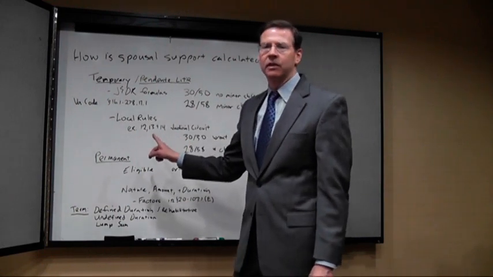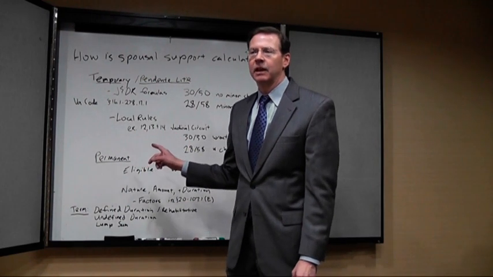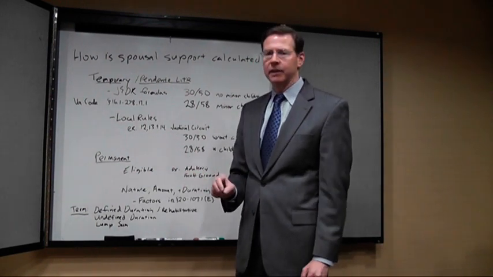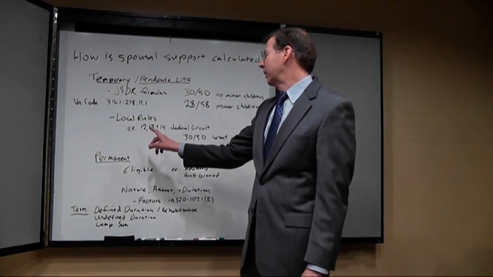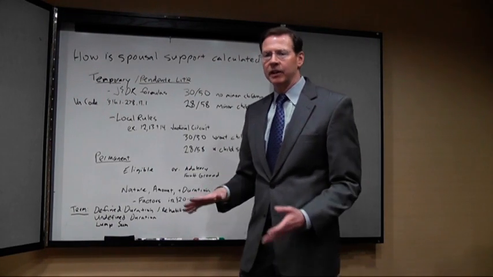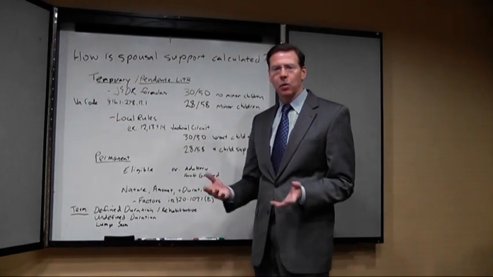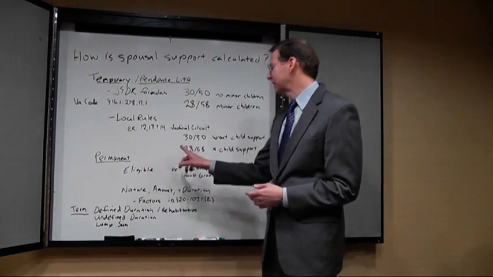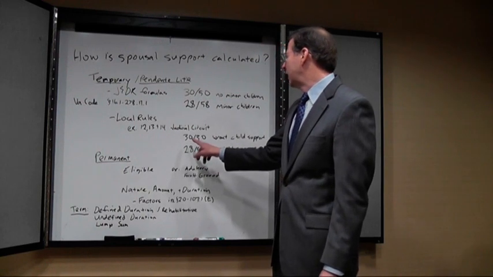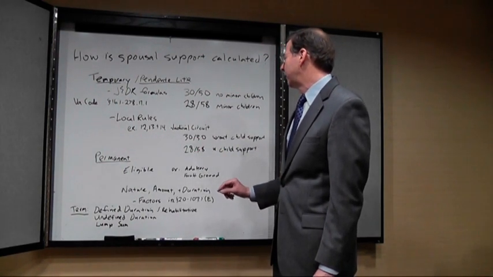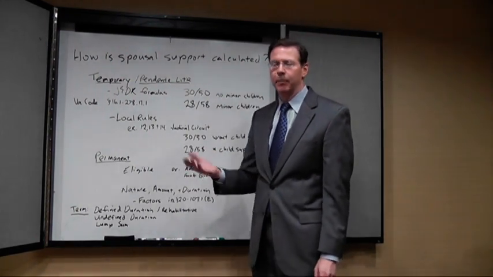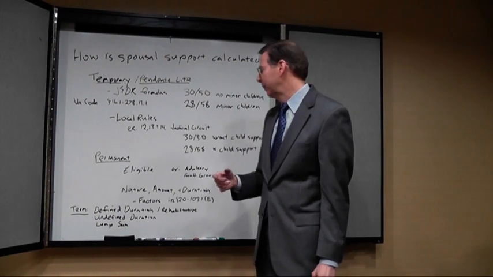Now, in the judicial circuits in which I primarily practice, which are Henrico, Richmond City, and Chesterfield, those are the 12th, 13th, and 14th judicial circuits, there are suggested guidelines or local rules for family law cases, and they have a slightly different formula for these cases. It would be a 30-30 figure without child support being paid, 30% of the payor spouse's income minus 30% of the payee spouse's income.